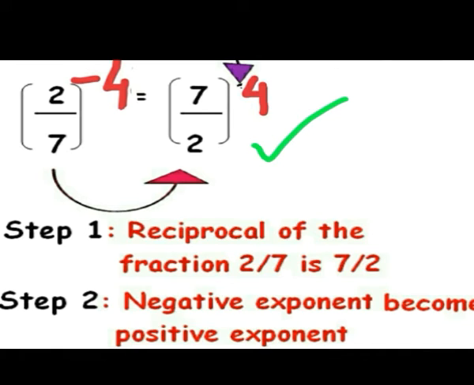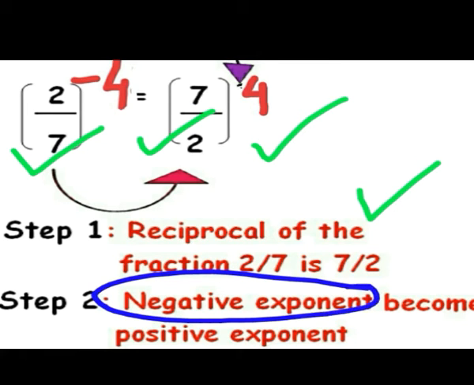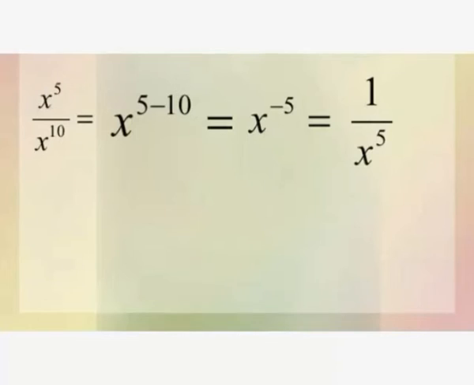Or if you don't understand this according to the definition, you can just remember two steps to convert it into positive exponent. You just have to write the reciprocal of the fraction given. So the reciprocal of 2 upon 7 is 7 upon 2, and the negative exponent automatically gets converted into positive exponent. Remember these steps, children. Let's solve one question here.